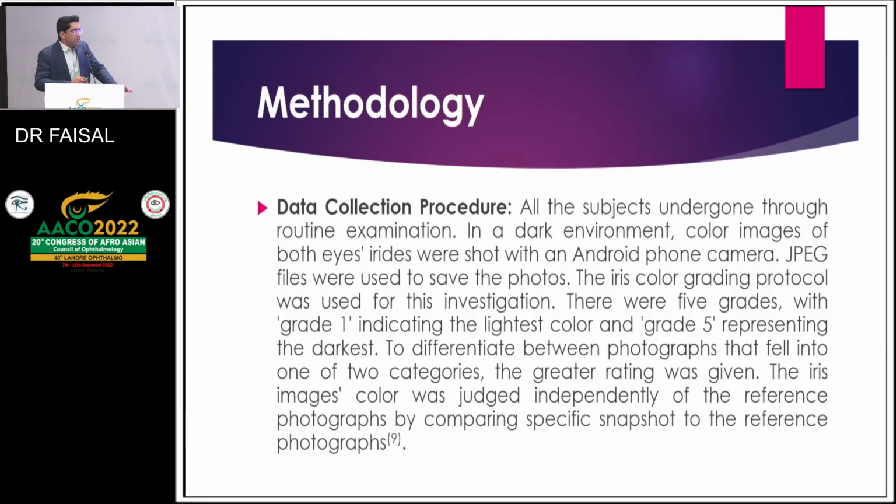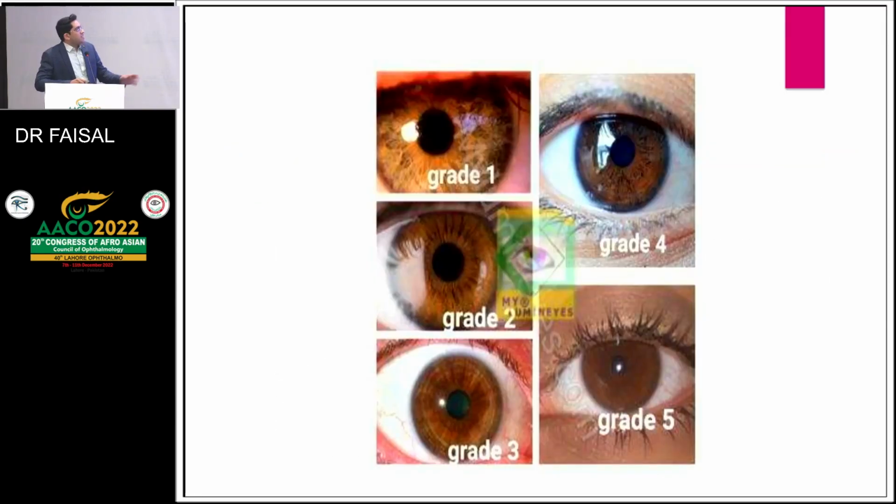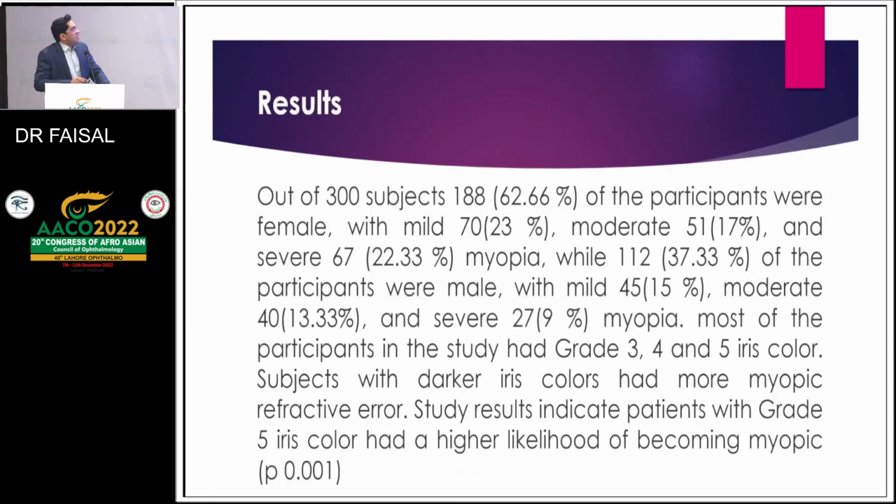After taking the pictures, we got the results, and then we graded them from 1 to 5. This is the grading system, with the lighter iris being grade 1 and grade 5 the darkest iris. Of the 300 subjects, 188 were females, and we included mild, moderate, and severe types of myopia. Most of the patients, because in our region, in Asian regions, most of the people have a darker color iris, were between grade 3, 4, and 5.